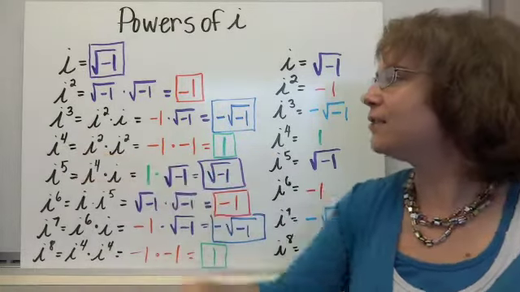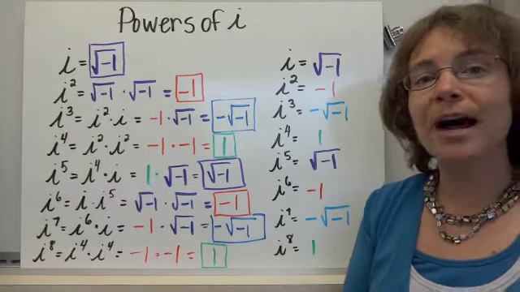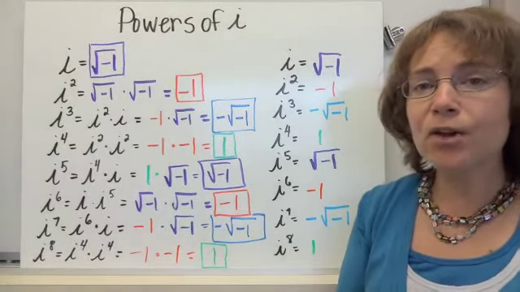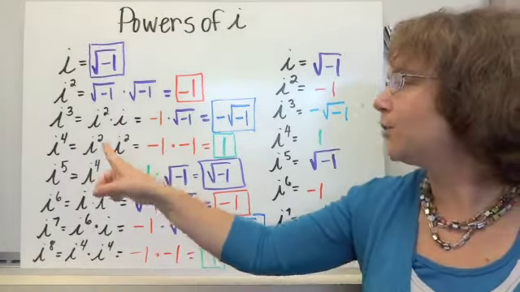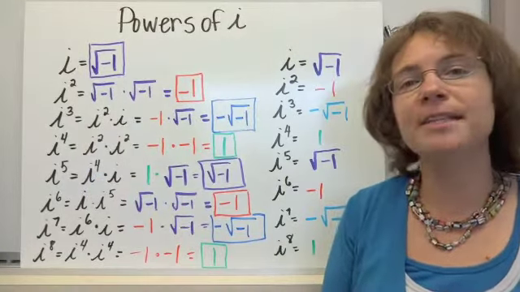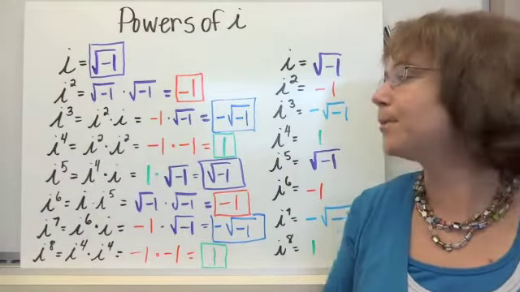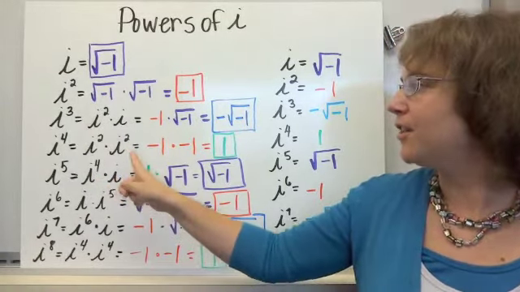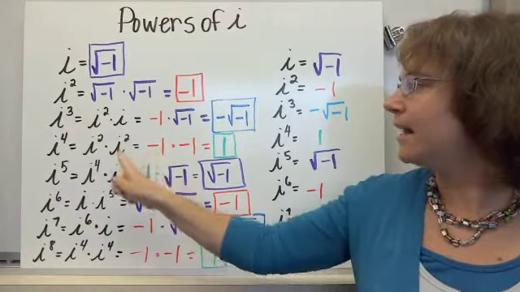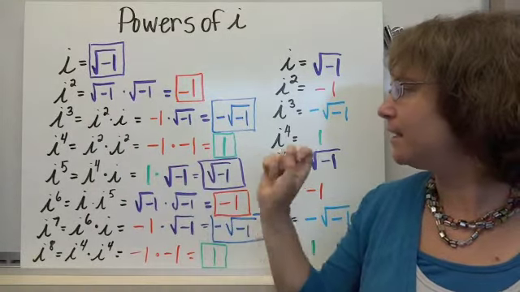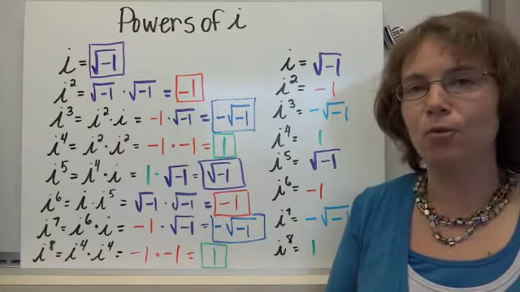Now let's look at i to the 4th power. So that's equal to i squared times i squared. Now I could write that a different way if I wanted to. I could write that as i cubed times i. It doesn't matter. You're going to end up with the same answer here. So i squared is -1 and i squared is -1. -1 times -1, we get a +1.